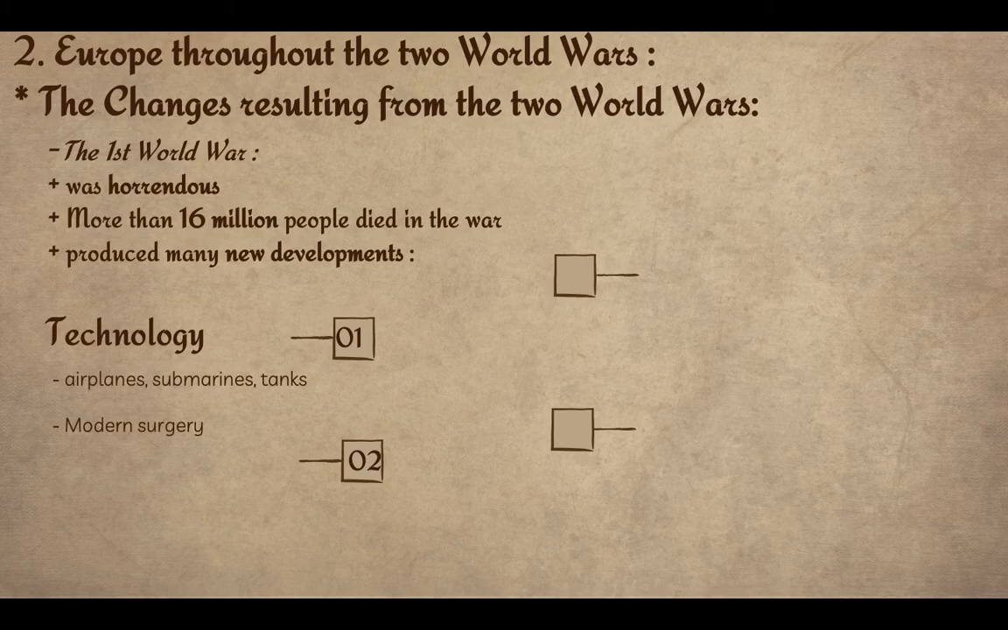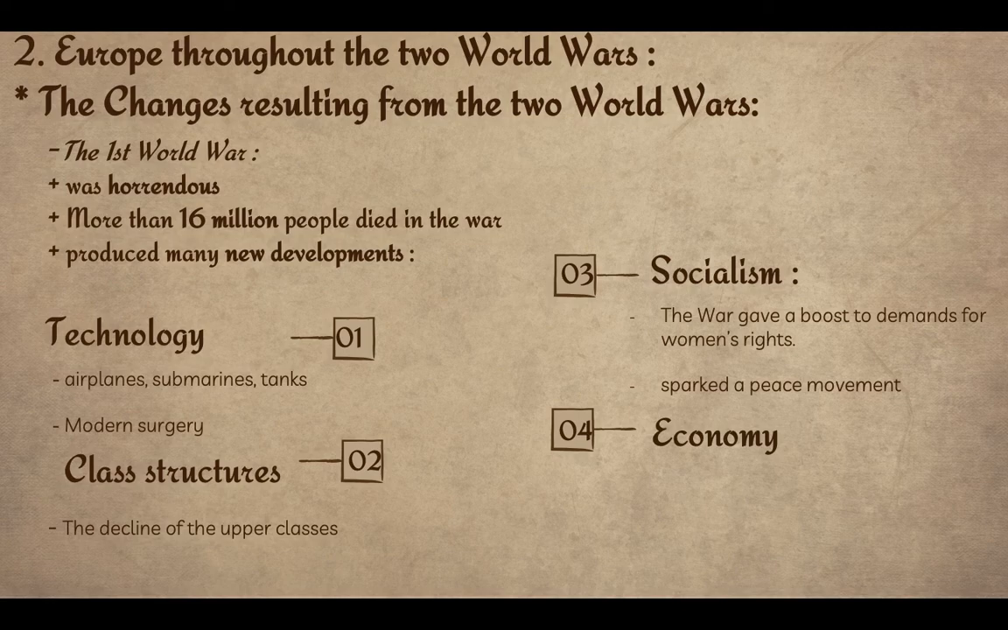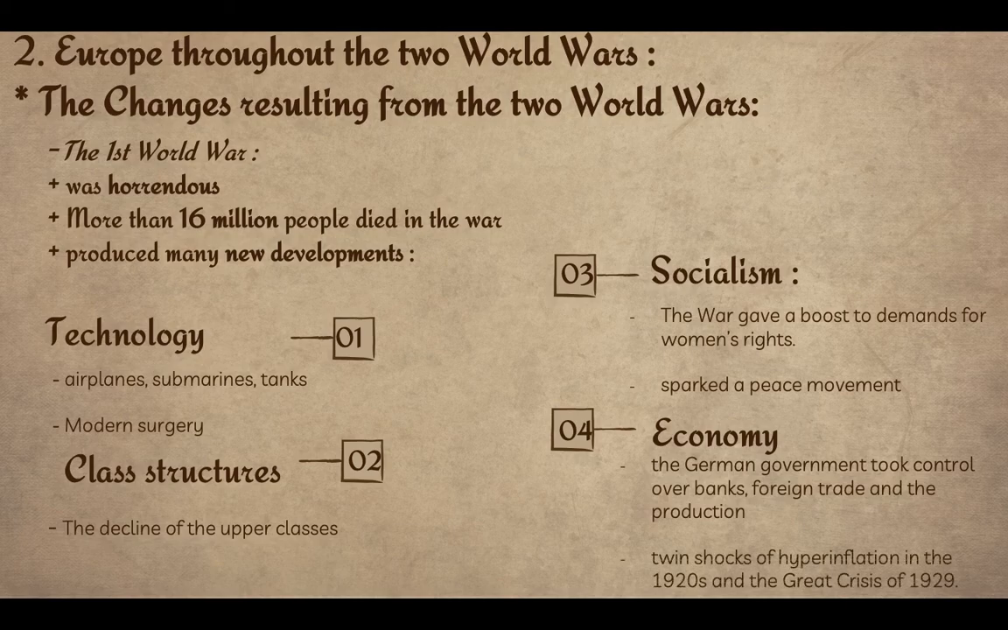Number 2, about class structure. The decline of the upper classes was further hastened. About socialism, the war pushed demands for women's rights and also sparked a peace movement. About the economy, soon after the war, the German government took control over the banks, foreign trade, and production. Especially, there were twin shocks of hyperinflation in the 1920s and 1929.